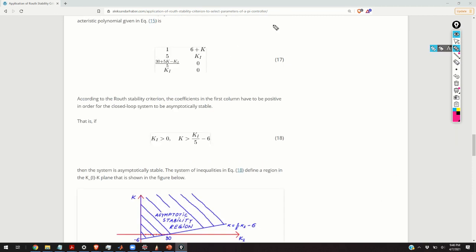Now, the system is asymptotically stable if and only if, watch out here, the condition is if and only if. It's a very strong condition, that is, a necessary and sufficient condition for stability: the system is stable if and only if all the coefficients in the first column of the Routh array are positive. According to this condition, ki needs to be positive, and this term over here needs to be positive. That's equivalent to k should be larger than ki over 5 minus 6.